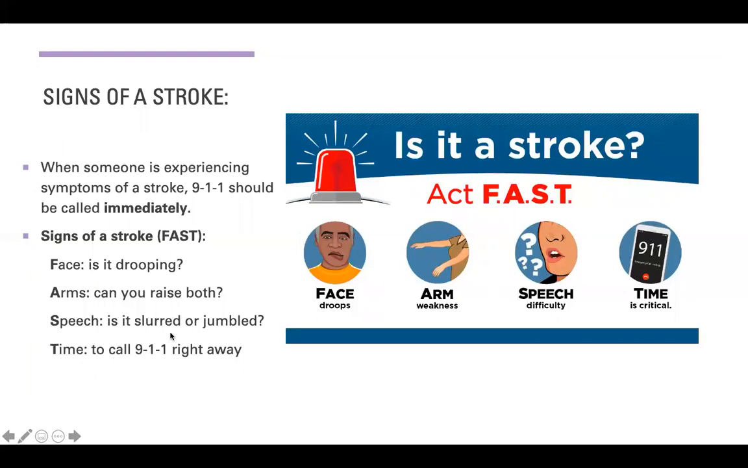A person who's experiencing a stroke will have slurred or jumbled speech, and it's time to call 911 right away. So time is crucial. The longer that blockage is preventing blood flow to the brain, or the longer that hemorrhage is happening, the more irreversible effects of a stroke could stay with that person for the rest of their lives.